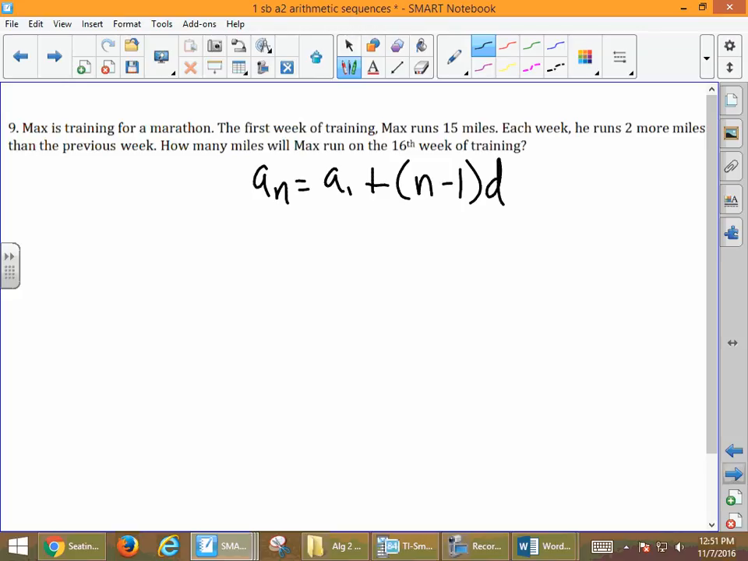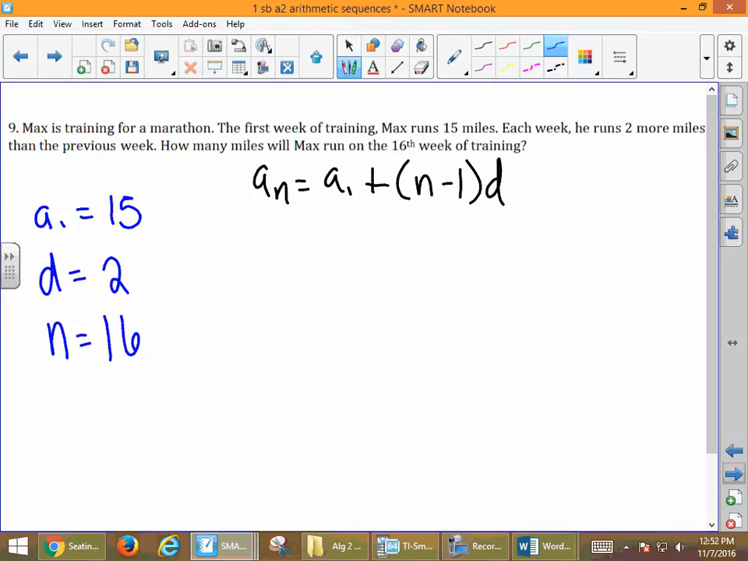The first week of training, he runs 15 miles. Each week, he runs 2 more miles. Our common difference is 2. We want to know how many miles will he run on the 16th week of training. Well, that means n is 16.